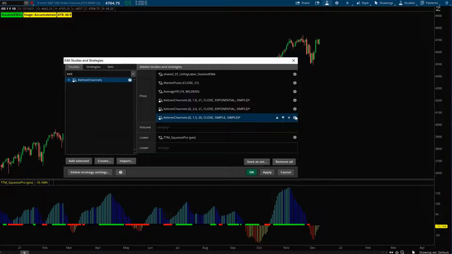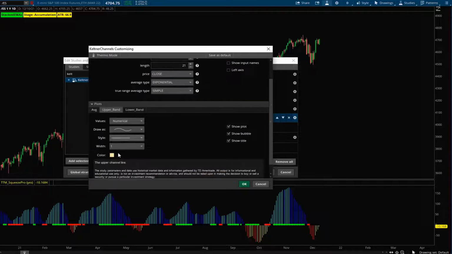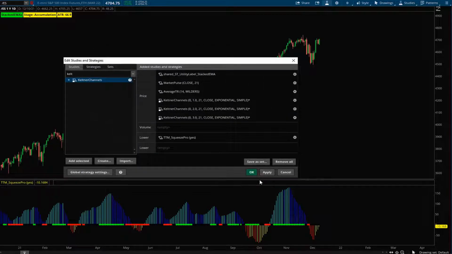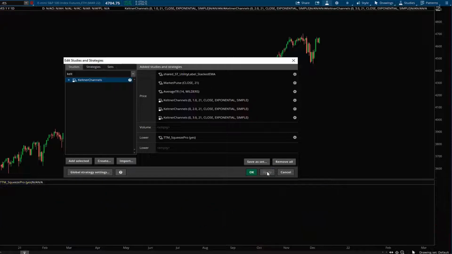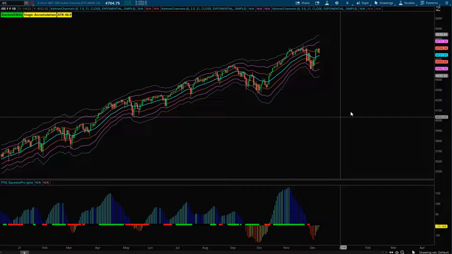And then come down here to the last one and make this a factor of 3. Length is still 21. Average type still exponential, and then we'll make our bands the same color. We'll make these ones gray. You can make them whatever color you like. I'm just putting these in for an example. So we hit OK on this. We hit apply, and voila, we see some lines on a chart now.